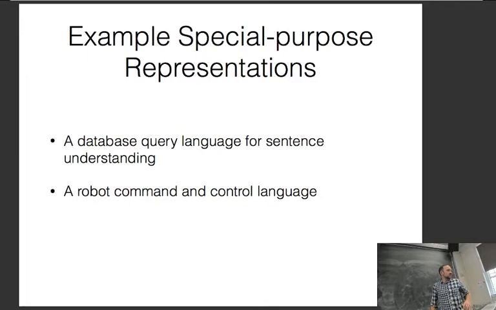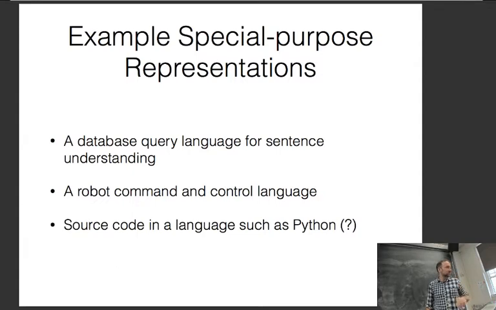You can also think of a robot command and control language, like telling your Roomba to do something. Also, another thing that I'm very excited about nowadays, that people have probably heard me talk about, is generating source code in a language such as Python. And this can also be viewed as a type of semantic parsing, basically. And I'll talk about each of these in turn.